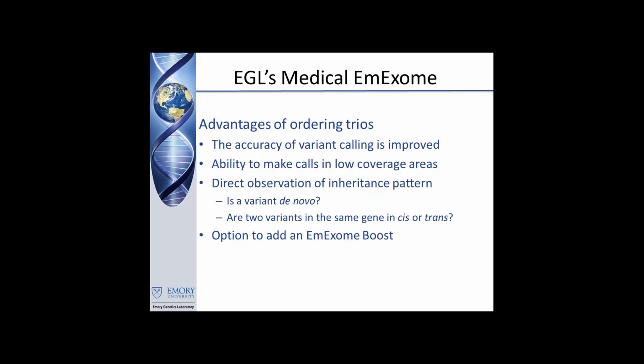Also with the trios, you have the option to add an EmExome boost. This boost option corresponds to one of our next-gen panels. And the purpose of the boost is for the genes that are on that panel, if there's areas of low coverage, so if we're missing some of the sequence in those genes, we'll go back and fill that in using Sanger sequencing so that we get the most coverage for those genes of interest.